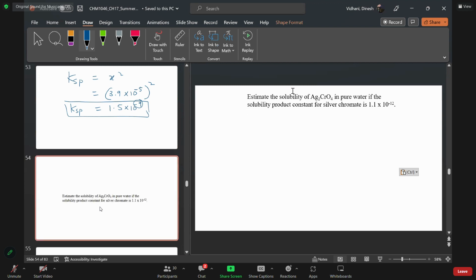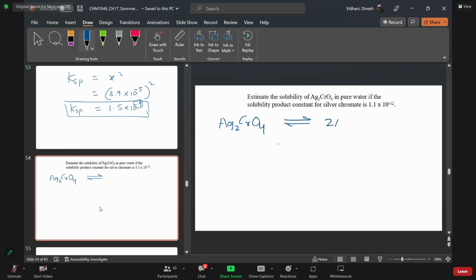This time we want to estimate the solubility of silver chromate in water. How do we do that? Well, first of all, we write down the equation. And silver chromate will dissociate into silver ions and chromate ions, like this. Here you are dealing with a polyatomic anion, so just to make sure that you know about it.